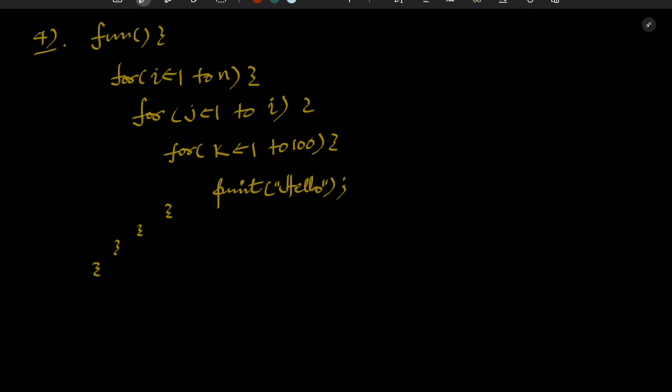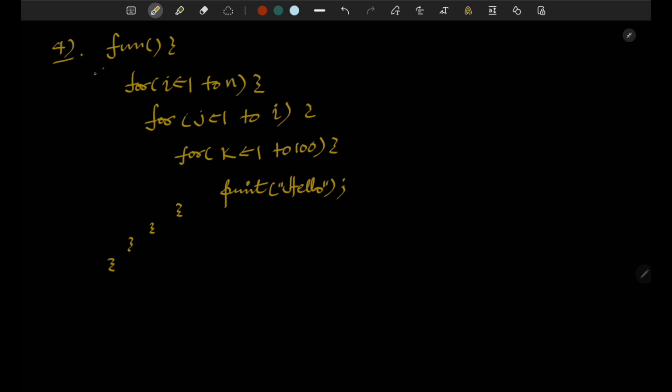Let's have a look at this question. Here we have a function called fun, and we have a loop which is running from i as 1 to n. Then we have another loop inside the first loop, and that loop is running from j as 1 to i. And then we have another loop inside the second loop, and this is running from k as 1 to 100. And in the innermost section, we are printing a message which is hello. We need to find out what the time complexity would be in this case.